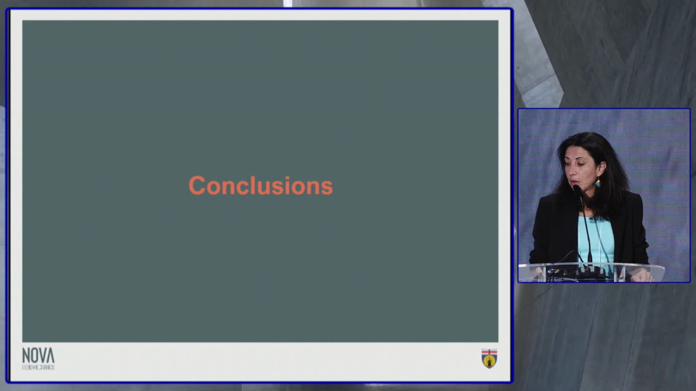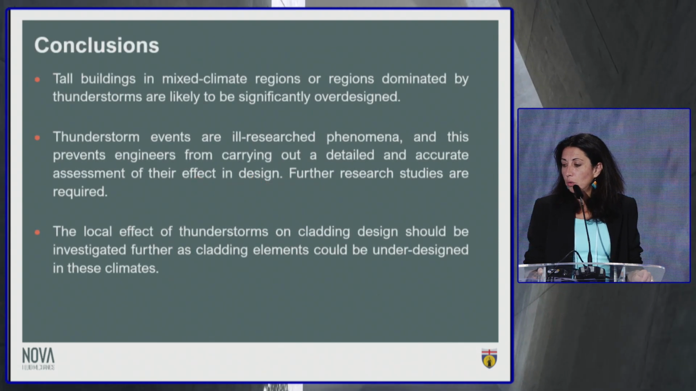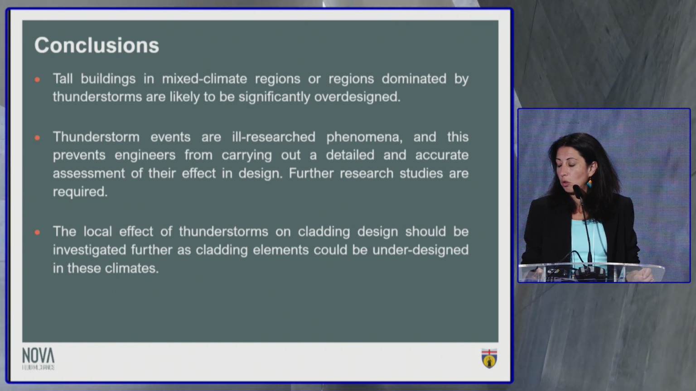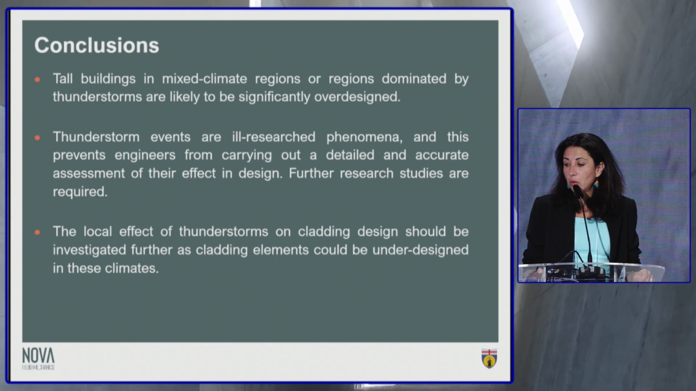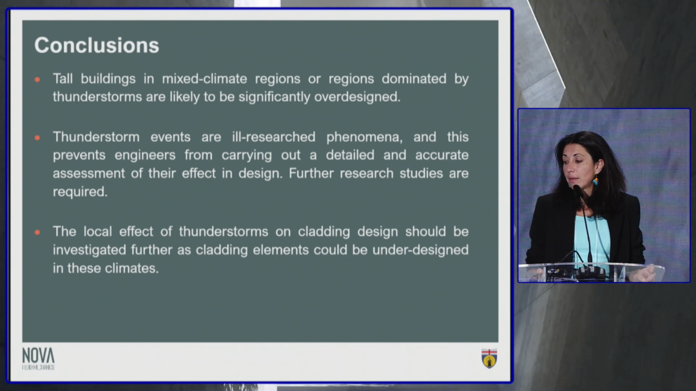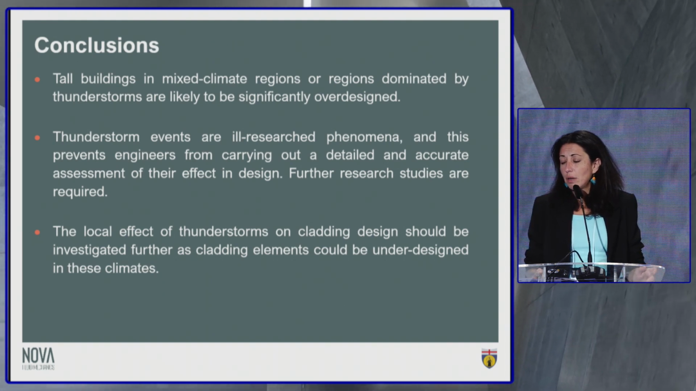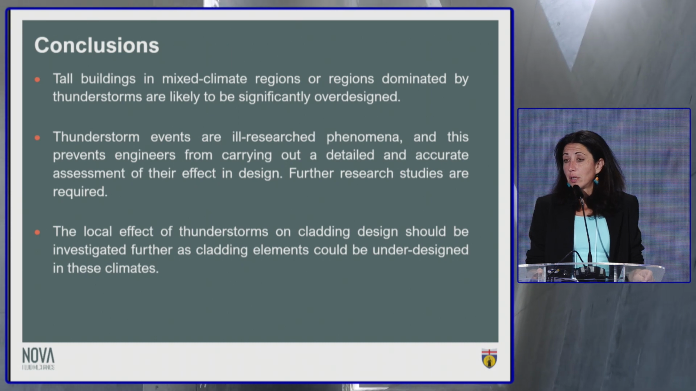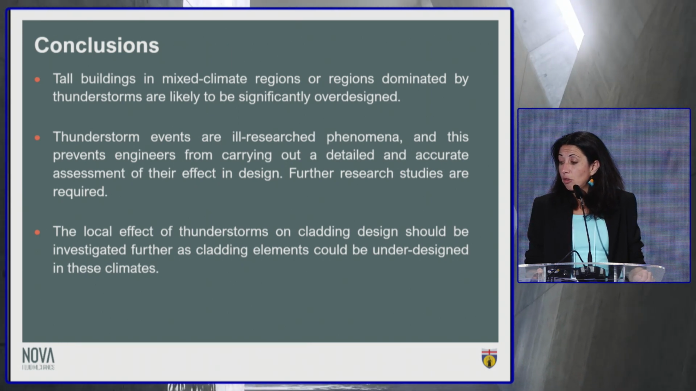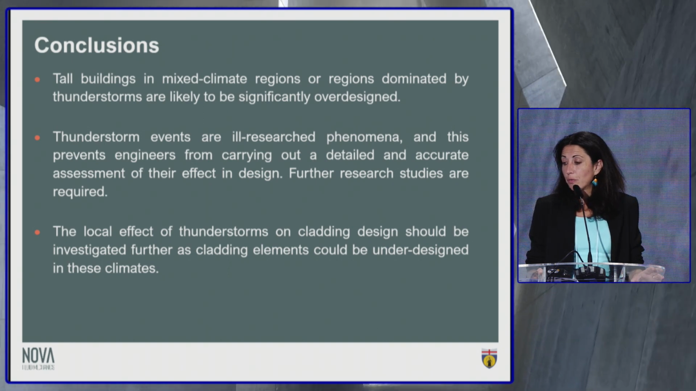And these are more slides on the monitoring. So the conclusions are that all buildings in the mixed climate regions or thunderstorm-dominated regions are likely to be significantly over-designed. Thunderstorm events are a research phenomenon, as you can see, despite the fact that many organizations and universities are putting an incredible effort in doing so. They're simply very complex.